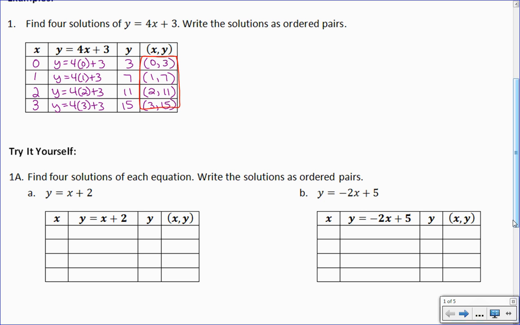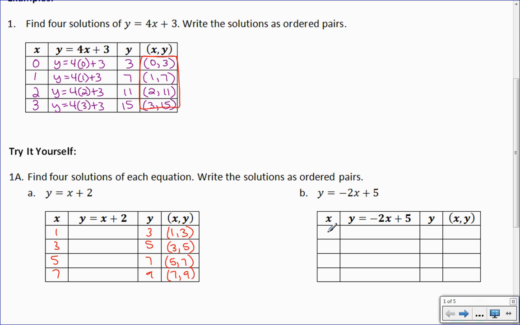Okay, so for the first one, the x values that I chose, remember you could have chosen something different, were 1, 3, 5, and 7. And the y values I got that went with that were 3, 5, 7, and 9. So that gave me the ordered pairs 1, 3, 3, 5, 5, 7, and 7, 9. Remember, you could have gotten something different, but these are just 4 examples of ordered pairs. So as long as your ordered pairs fit in this equation, whatever ordered pairs you have are fine.